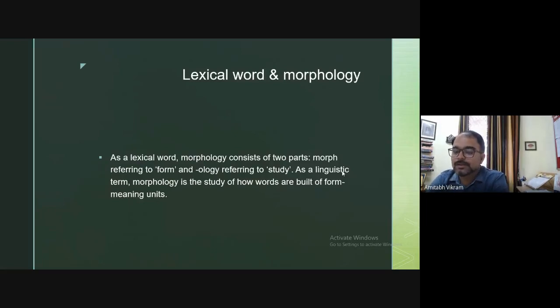So lexical word and morphology. As a lexical word, morphology consists of two parts. One is morph. If we try to define the structure of morphology, not as a discipline but as a word, we know that morph is one such form, and the meaning of morph is form or shape, and ology refers to study or scientific study.